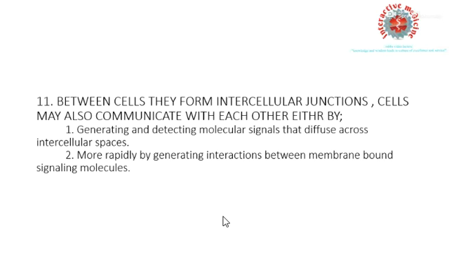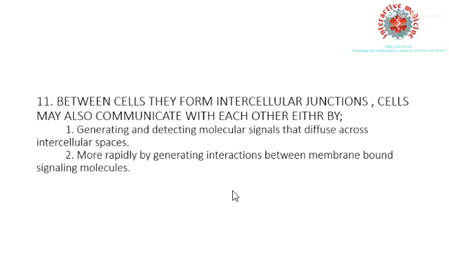Between cells, they form intercellular junctions. Cells may also communicate with each other either by, first one, generating and detecting molecular signals that diffuse across intercellular spaces. Second one is more rapidly by generating interactions between membrane-bound signaling molecules. These are the characteristics of a cell.